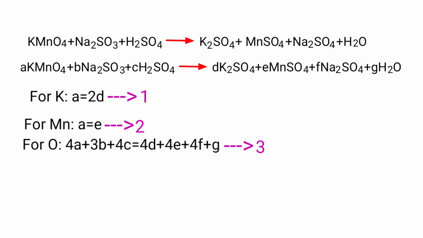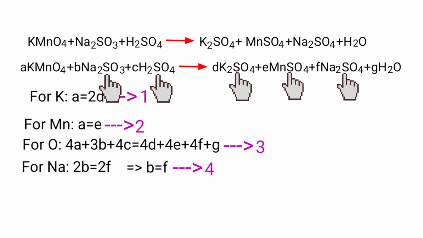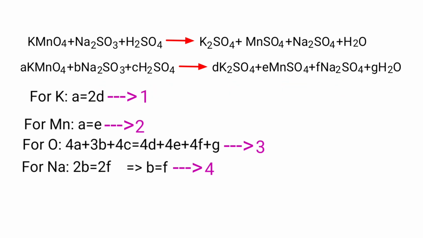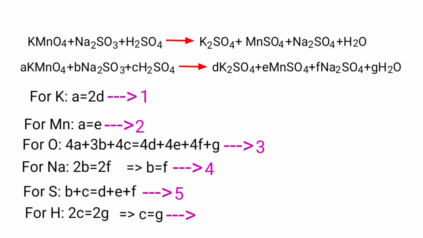For sodium, 2B is equal to 2F. So B is equal to F. For sulfur, B plus C is equal to D plus E plus F. For hydrogen, 2C is equal to 2G. So C is equal to G.